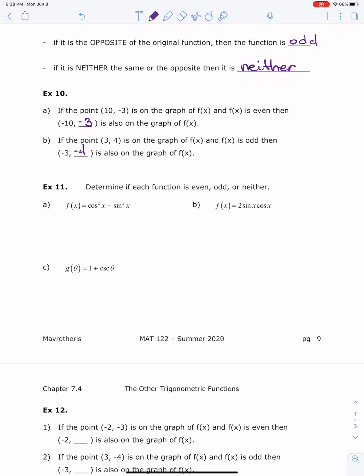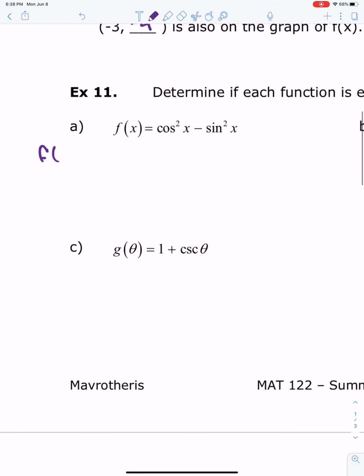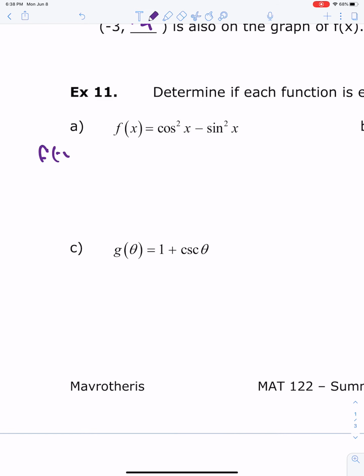Okay, so now we want to take a look at some of these functions that are a little more involved and determine whether or not they are even or odd. So we're going to start the same way we did in college algebra, by plugging in negative x. So cosine squared x means we're squaring the function. Same thing with sine.